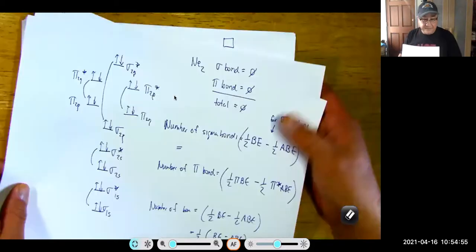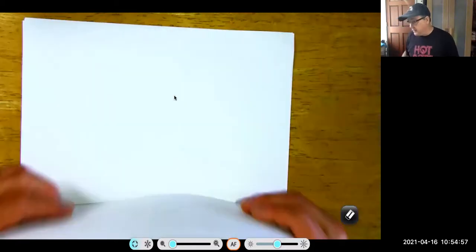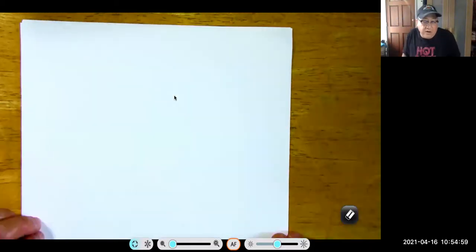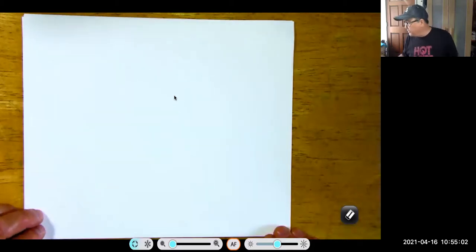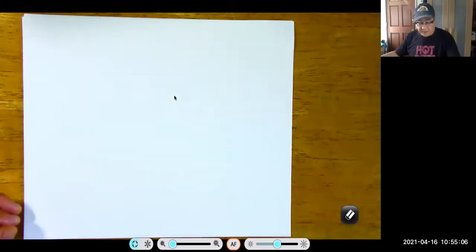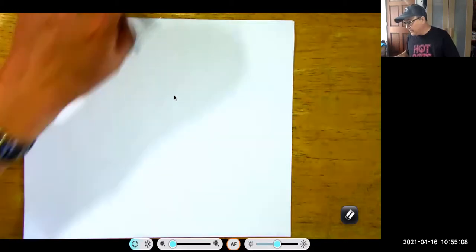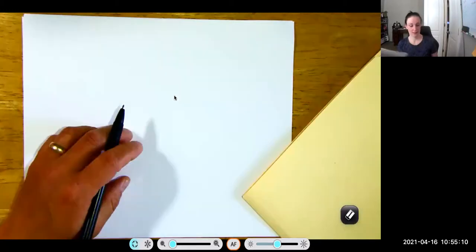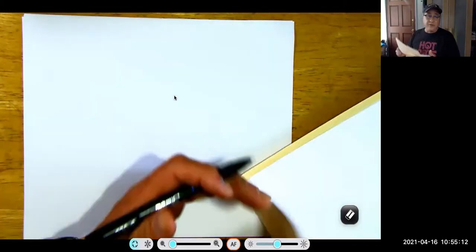That's MO theory. Not much to it once you go through all of it. What do you want to do? You want to do some problems with MO theory, or do you just want to do some problems from the back of the book and see what you know? Or what I don't know. Okay, let's find out what you know and what you don't know.